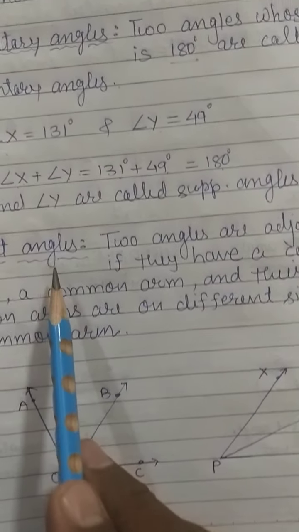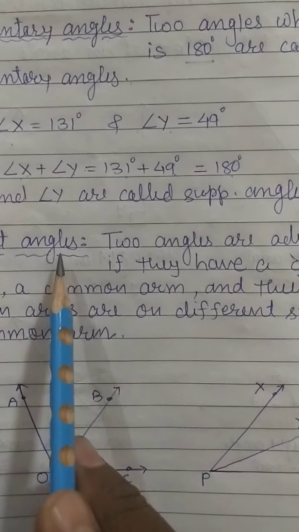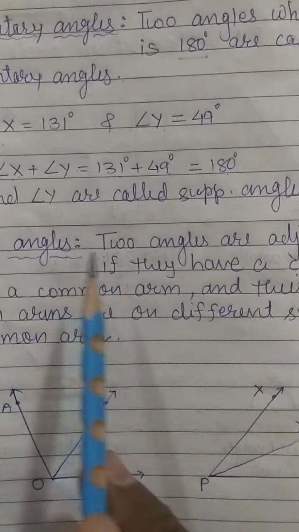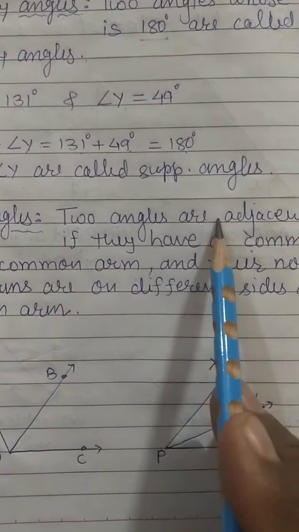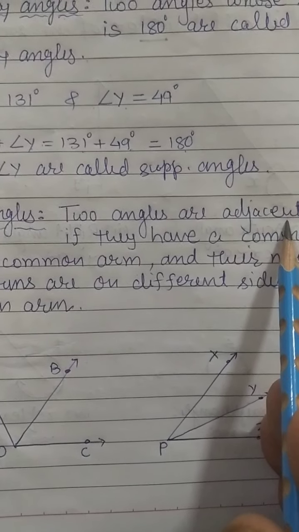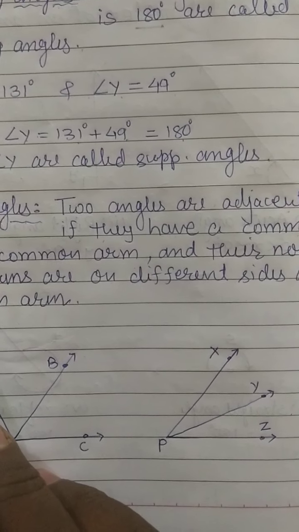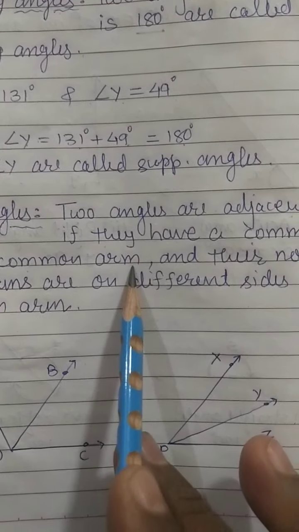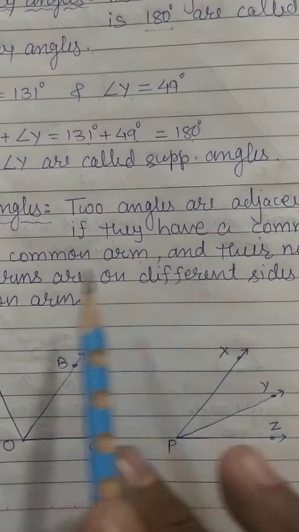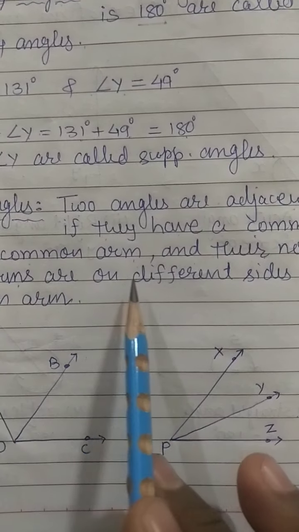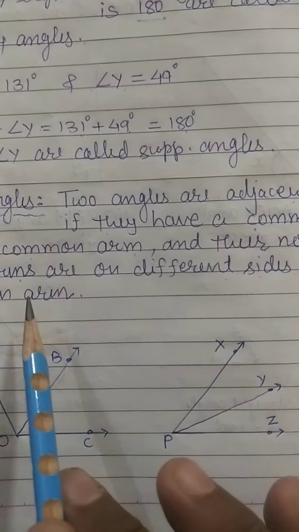Okay, adjacent angles. Now what do you mean by adjacent angles? Two angles are adjacent if they have a common vertex, a common arm, and their non-common arms are on different sides of the common arm.